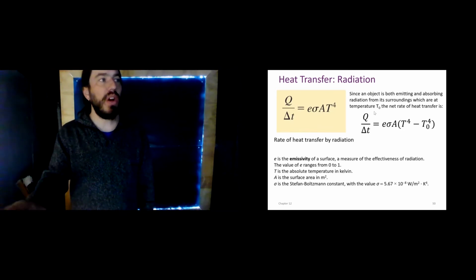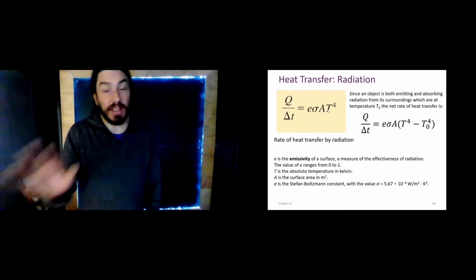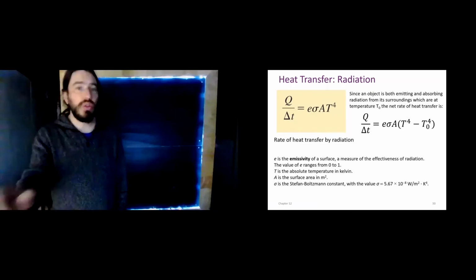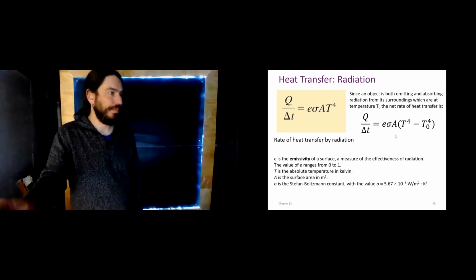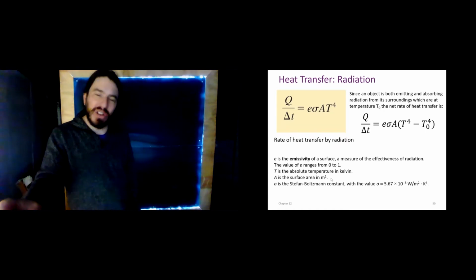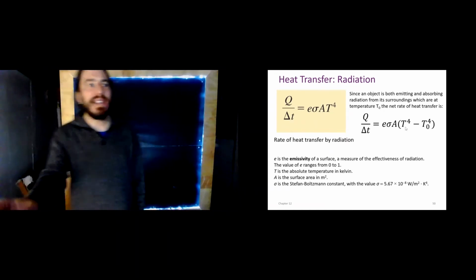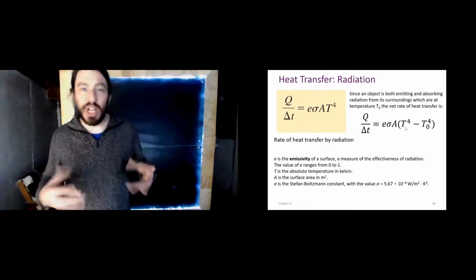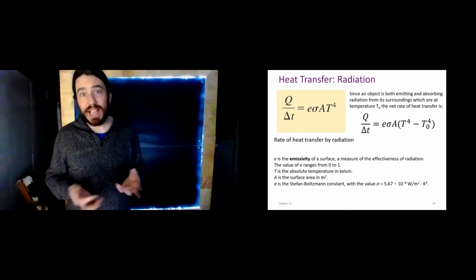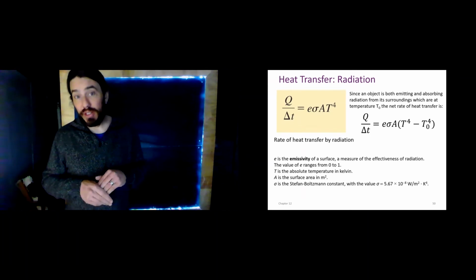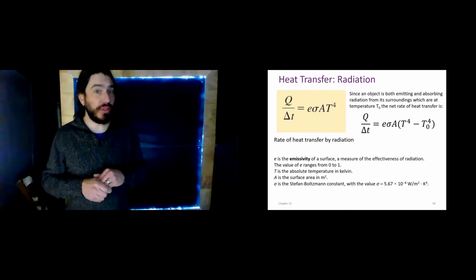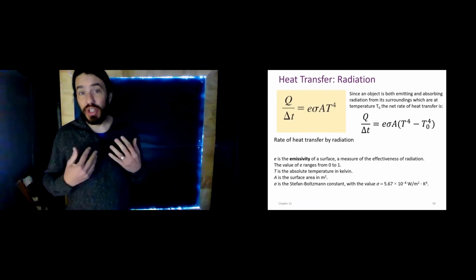T is the temperature. Notice that this is not a delta T. Since it's not a delta T, you have to be sure and use absolute temperature. A is the surface area in meters squared. So A is the surface area of the object. The more surface area the object has, the more quickly it will radiate energy. This is why small children get cold faster than large adults.